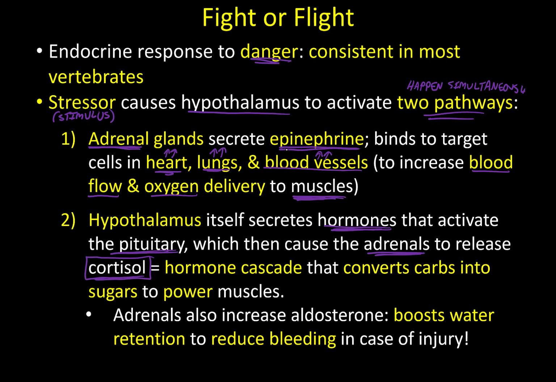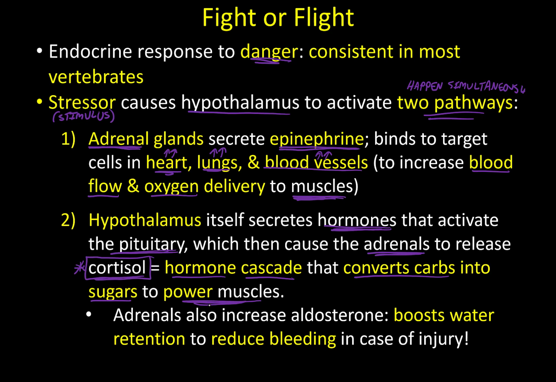Now, this process in pathway number 2 is a hormone cascade. It's a very obvious one, where one organ or gland releases a hormone, which triggers another gland to release another hormone, which then triggers a third gland to release a third hormone. The whole point of this is to produce cortisol, which is then going to encourage the body to convert carbs into sugars, which will then help power our muscles.